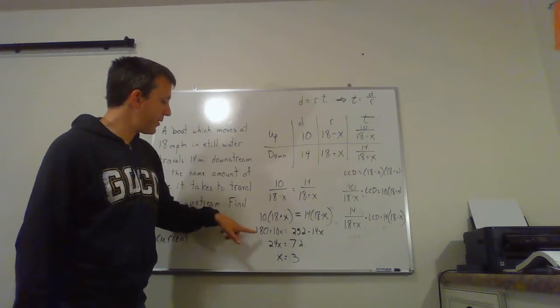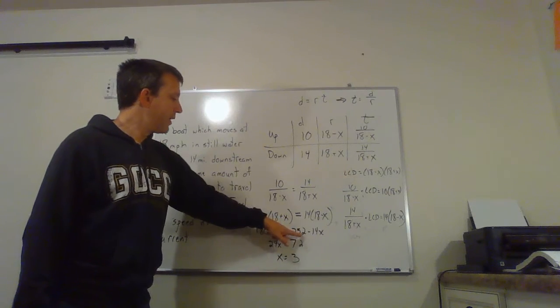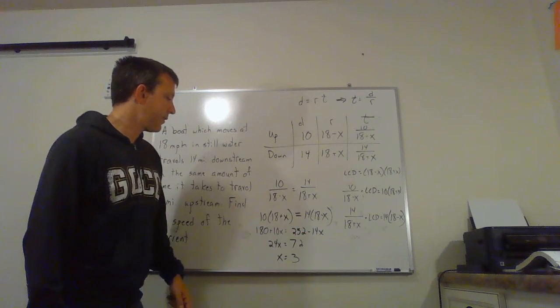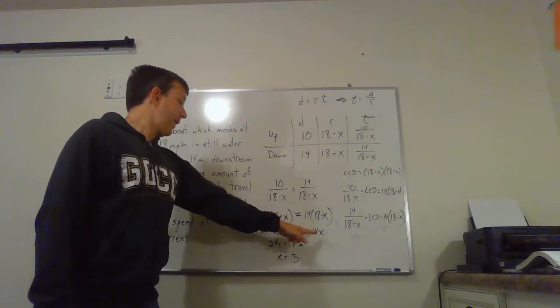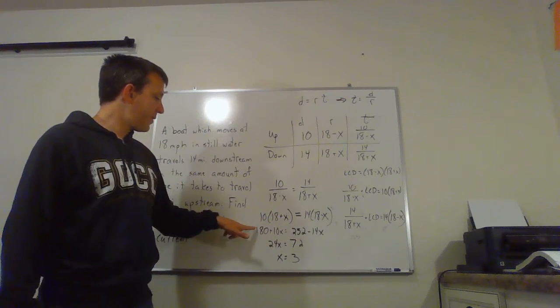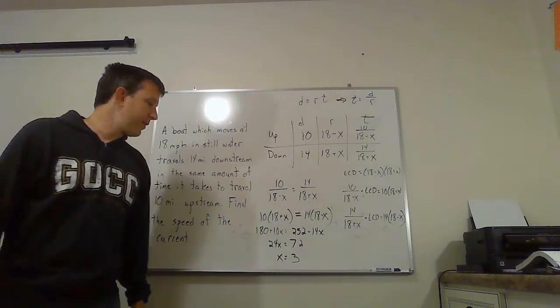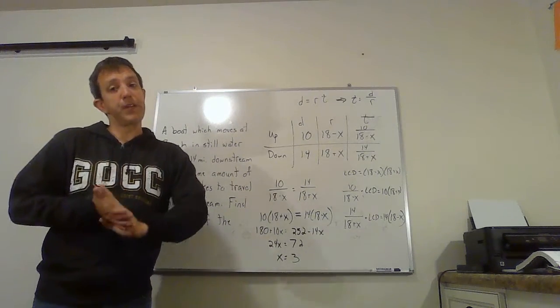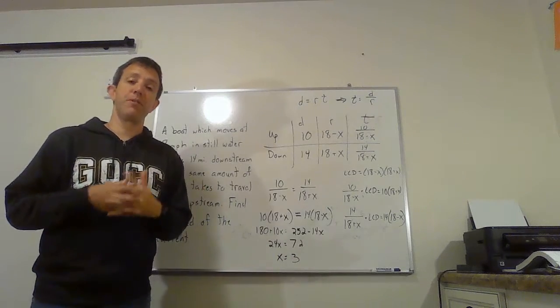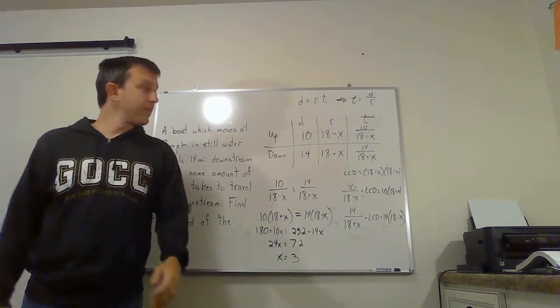So I expand the parentheses, I get 180 plus 10x is equal to 252 minus 14x. Then I added 14x to both sides to get 24x and subtracted the 180 to get 72. And if you finish up by dividing, you get that x is 3. So that's the speed of the current, and that's all we wanted on this one. So in this case, x actually is the answer to the problem.